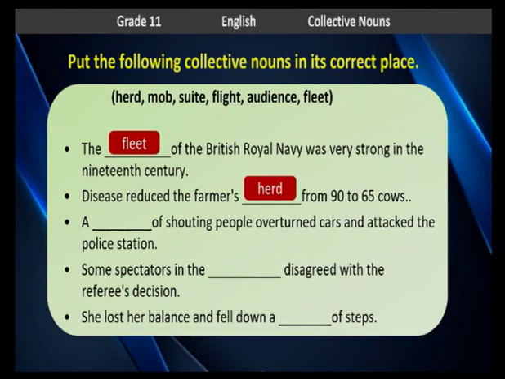Disease reduced the farmers' herd from 90 to 65 cows. A mob of shouting people overturned cars and attacked the police station. Some spectators in the audience disagreed with the referee's decision. She lost her balance and fell down a flight of steps.